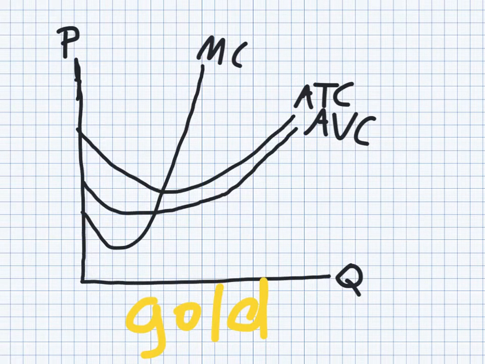Gold works well for a perfectly competitive market because it has all the qualities of a perfectly competitive market. There's a large number of producers, each of which have a relatively small share, and the product is generally the same. That means that each producer has to sell at the market price, which is why it works for these graphs.